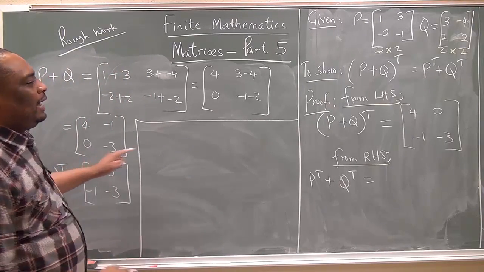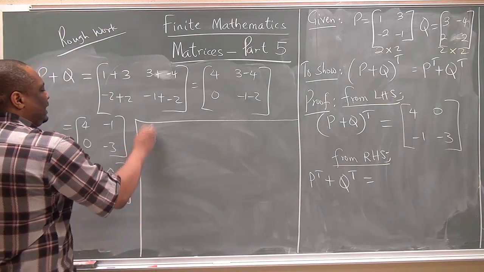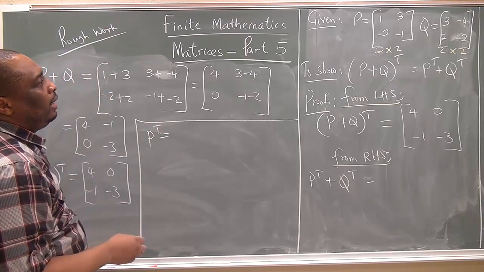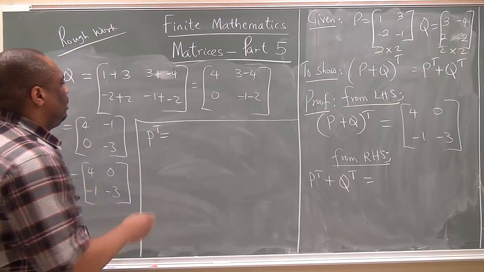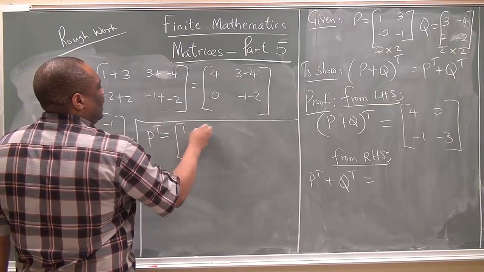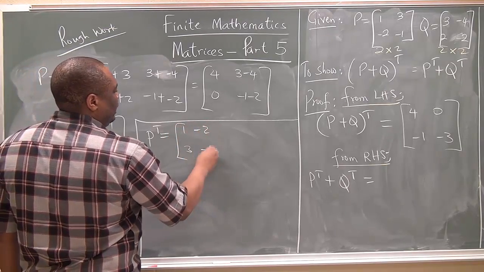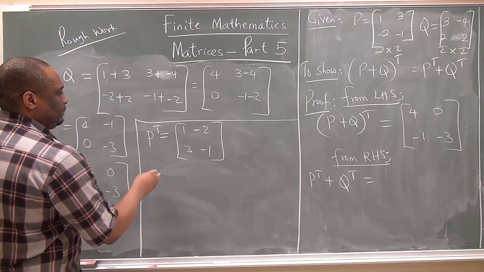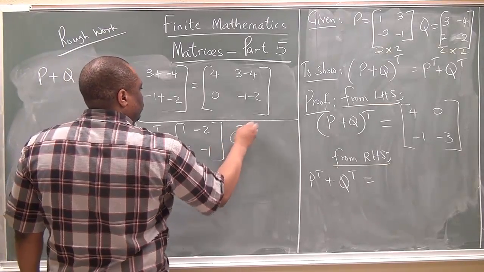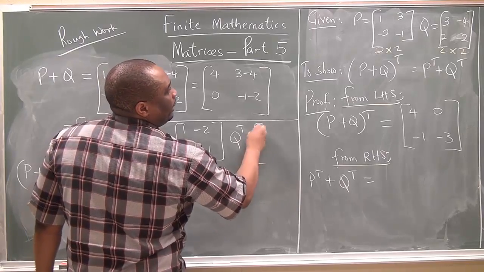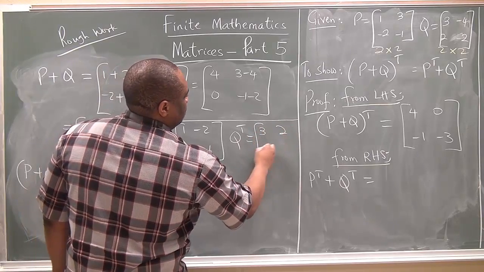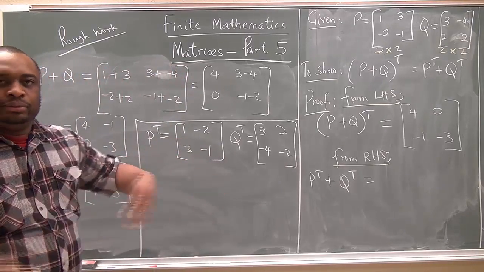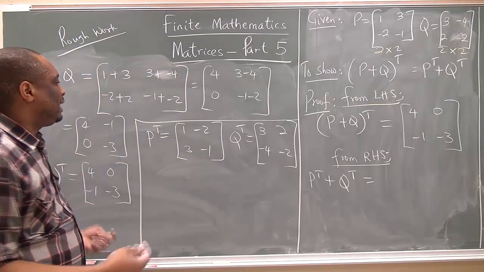Alright. So P transpose will be 1, negative 2, 3, negative 1. Okay, and then Q transpose will be 3, 2, negative 4, negative 2. Now, they are 2 by 2, 2 by 2. So it works. It can work.